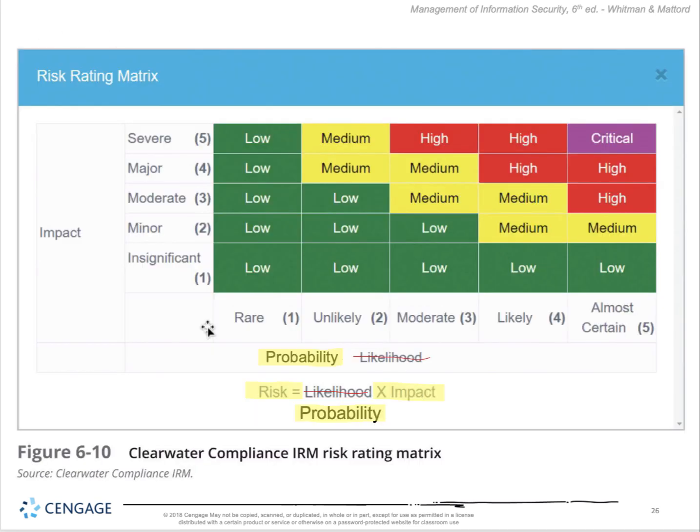And there it is. At the end of the day, this is what you want to achieve. This is the Clearwater Compliance IRAM risk rating matrix, but the NIST CVSS scoring system is also very similar. It's basically the same. This is what you get: you have the probability combined with the impact that will determine if the risk is low, medium, high, or critical.